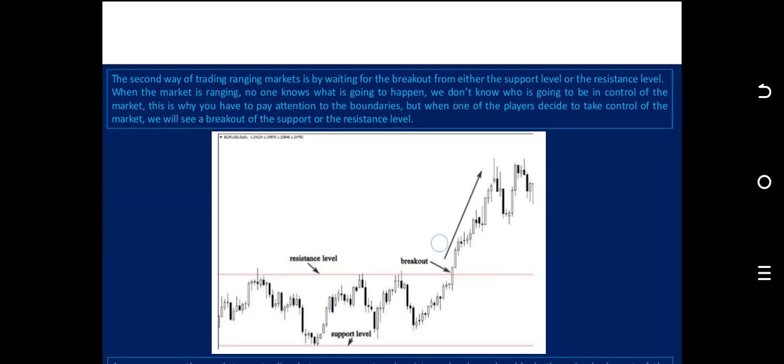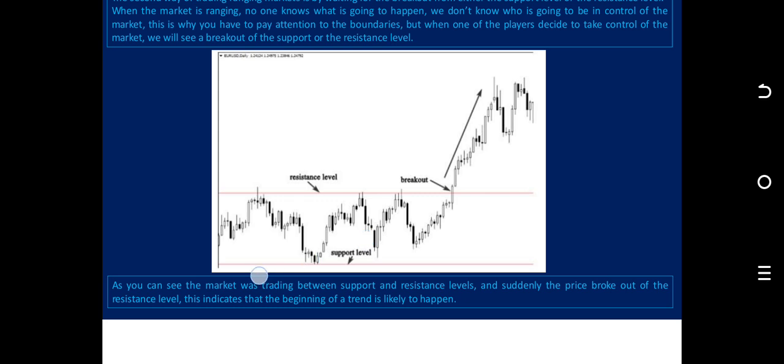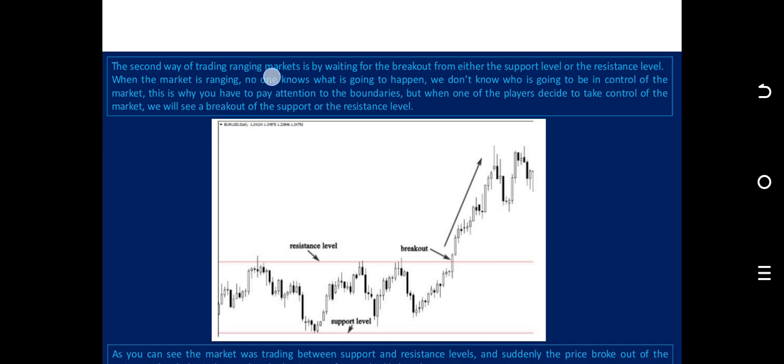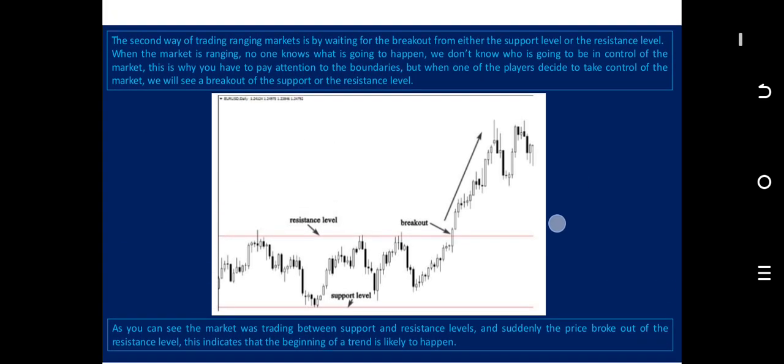Now, funny enough, a ranging market will not continue to range forever. So please, if you have this trading guide, always ensure that you read all these texts here. They are very important. There is some salient, key information that you are going to get from them, because this training guide is a world class course. Don't play with it, please. A ranging market will not continue to range forever.